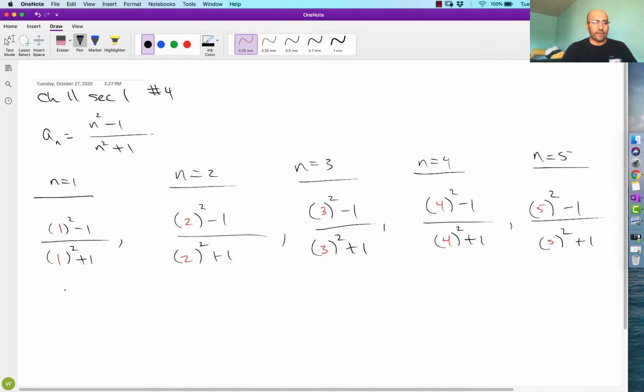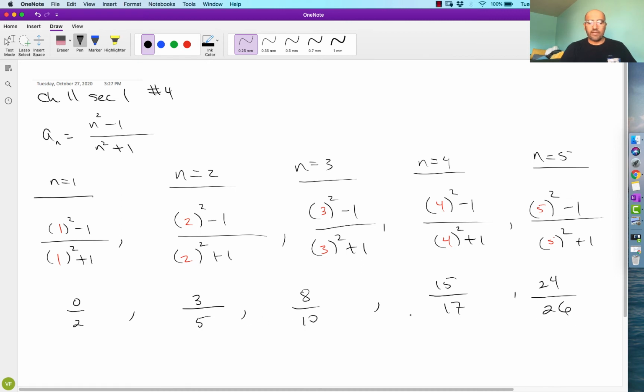Okay, so we have that the first one is 1 minus 1, which is going to be 0 over 2. And then this one's going to be 4 minus 1 is 3, all over 4 plus 1, which is 5. The next one's going to be 9 minus 1 is 8 over 10, 9 plus 1. The next one's 16 minus 1 is 15, divided by 17, 16 plus 1. And then 25 minus 1 is 24, all over 25 plus 1 is 26.